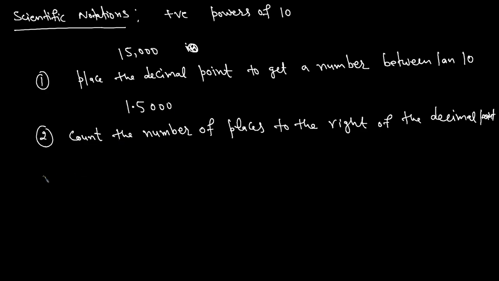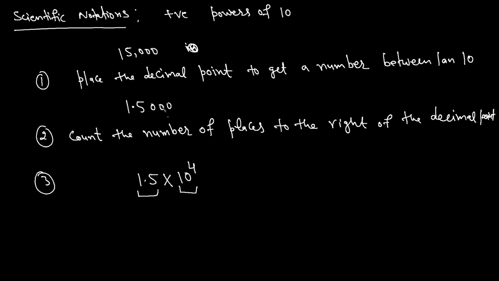Okay. Now in the third step, the second part of the number is the power of 10. So this 15,000 is going to be written as 1.5 times 10 raised to the power. How many places did we count? 1, 2, 3, 4. 10 raised to the power 4. Okay. So basically, as I said, a number written in scientific notation is expressed as a number between 1 and 10 and multiplied by a power of 10.